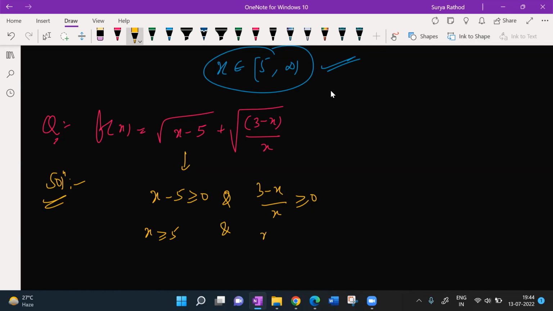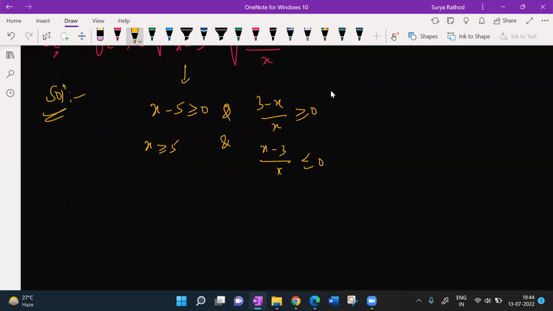Cool. So if I take minus common here, x minus 3 by x less than or equal to 0. Inequality changes here. Why? Because I took minus common. If I multiply with minus on both sides, inequality changes, right? Now just apply the wavy curve method here, minus infinity, infinity. What are the critical points? 0 and 3. So 0, 3, right? Plus, minus, plus. Since all the powers are odd, coefficient of x is positive.